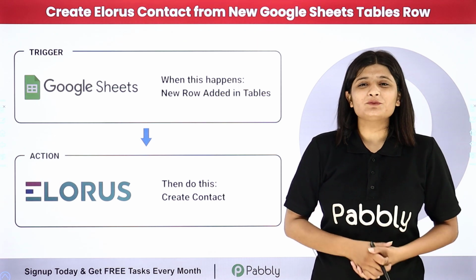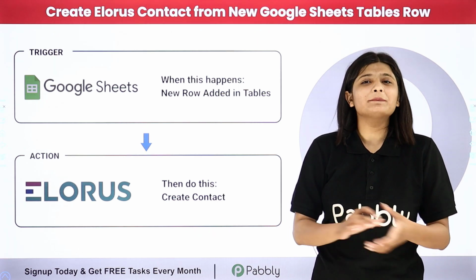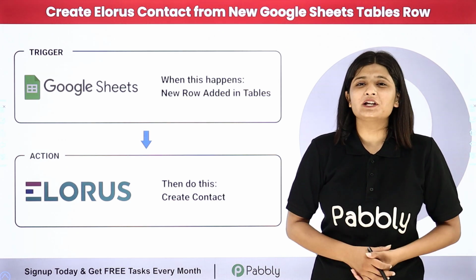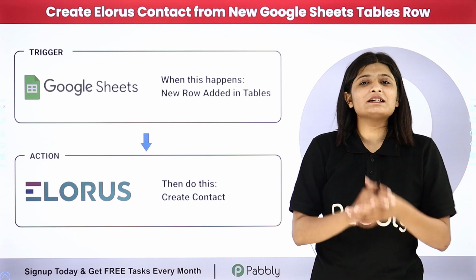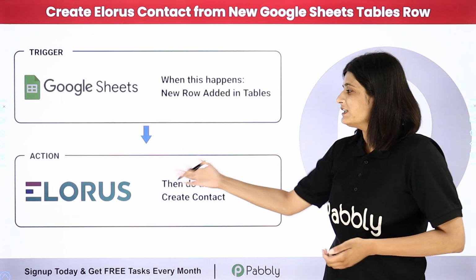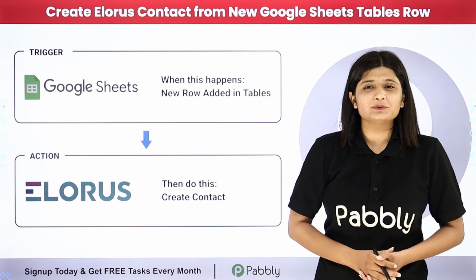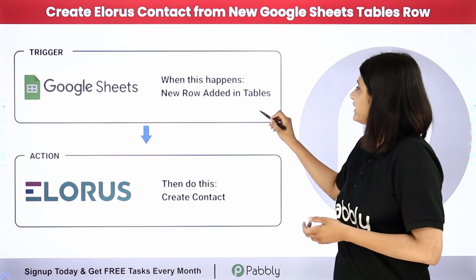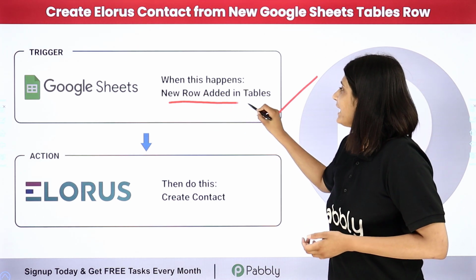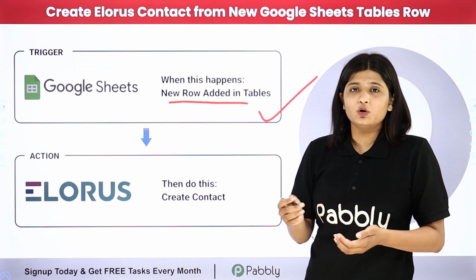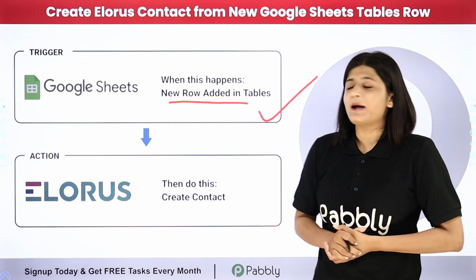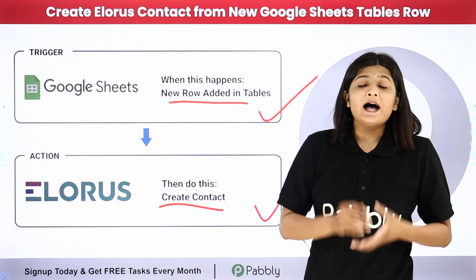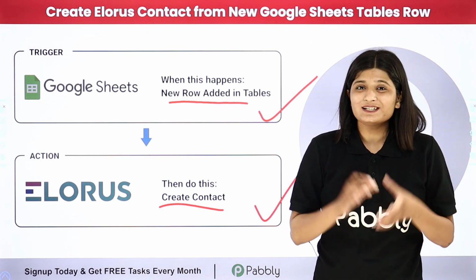I can do this automation with the help of Pabbly Connect. So Pabbly Connect is an amazing automation and integration software which requires no coding or programming skill. I just need to build a connection between Google Sheets and Elorus. Pabbly Connect runs on two principles, which is trigger and action. Here as my trigger application, I will take Google Sheets where a new row will be added in tables and this complete workflow will get triggered. And in my action application, I will take Elorus where the contact will be created automatically as soon as the new row will be added in Google Sheets tables.